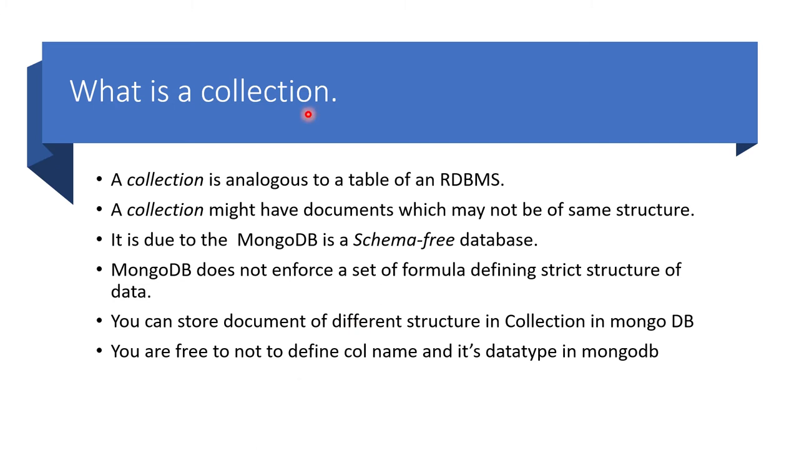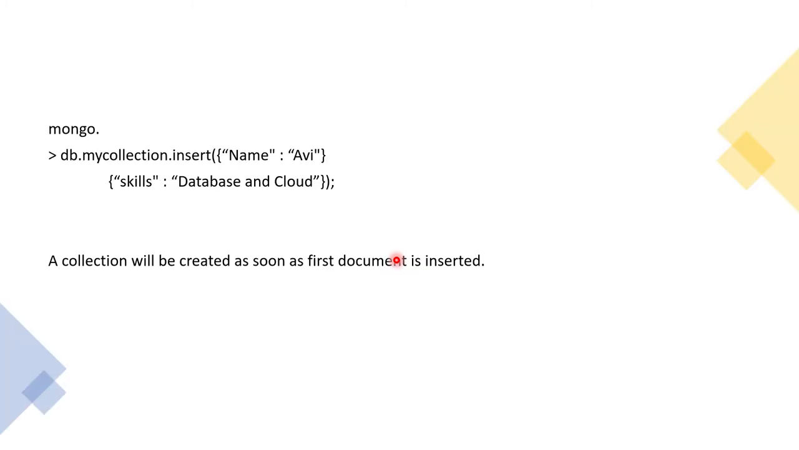So what is a collection? A collection is like a table in RDBMS, and a collection will have a number of documents. Documents do not have any strict schema, so you can define the documents according to your requirement.